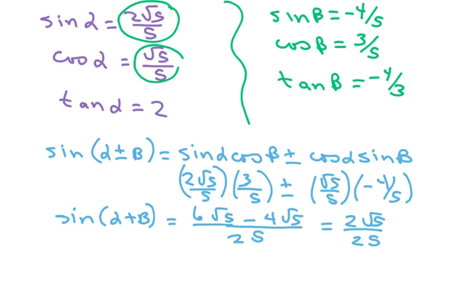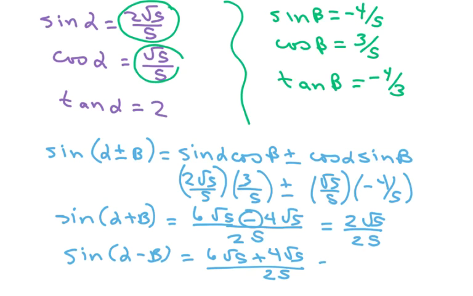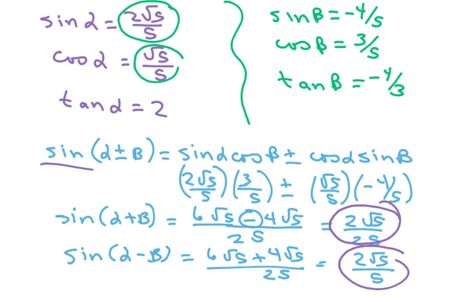So that's the plus. The minus, all you have to do is change the sign. So you're going to get 6 square root of 5 plus 4 square root of 5 over 25. And when you simplify that, you're going to get 2 square root of 5 over 5. It's like the previous one we did. So we already got two answers pretty quickly just by doing this all together. We didn't have to do it twice.